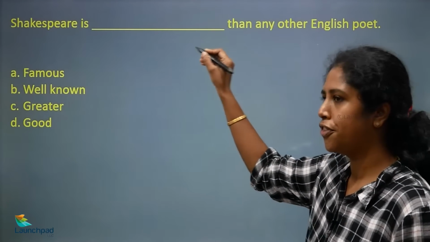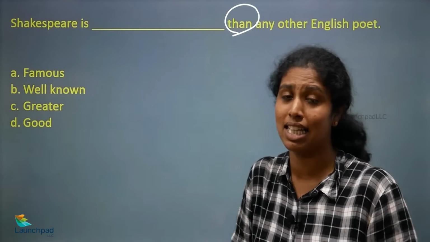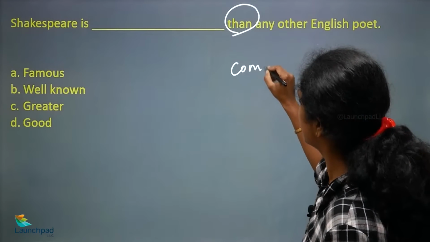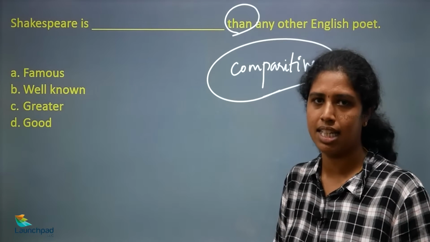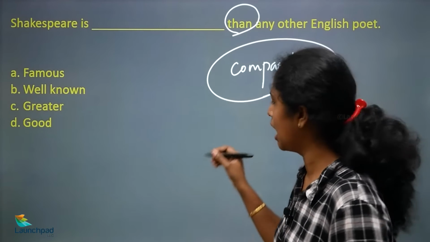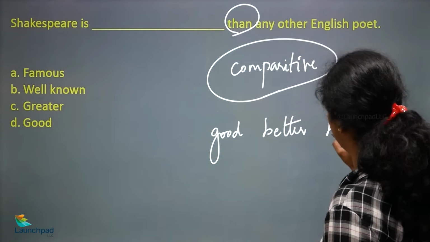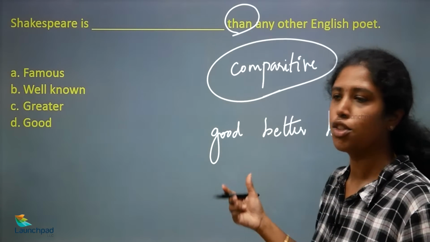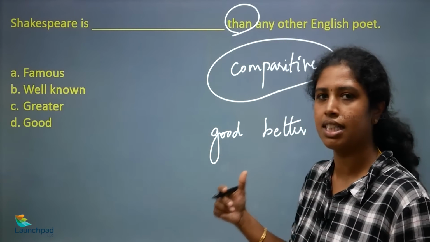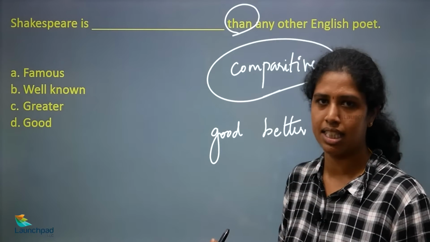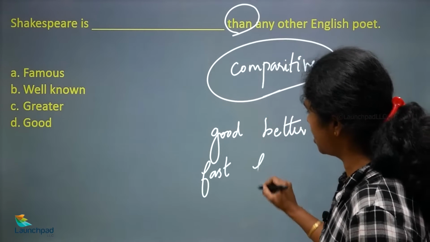Now for the first one, Shakespeare is dash than any other English poet. Here your clue is "than", which is a comparative tone. Something is being compared here. Let's see how words are compared in degree. Good, better, best. The words are in positive, comparative and superlative degree. Three types of degrees of comparison are there. For example, let us take the word fast. It is faster, fastest.